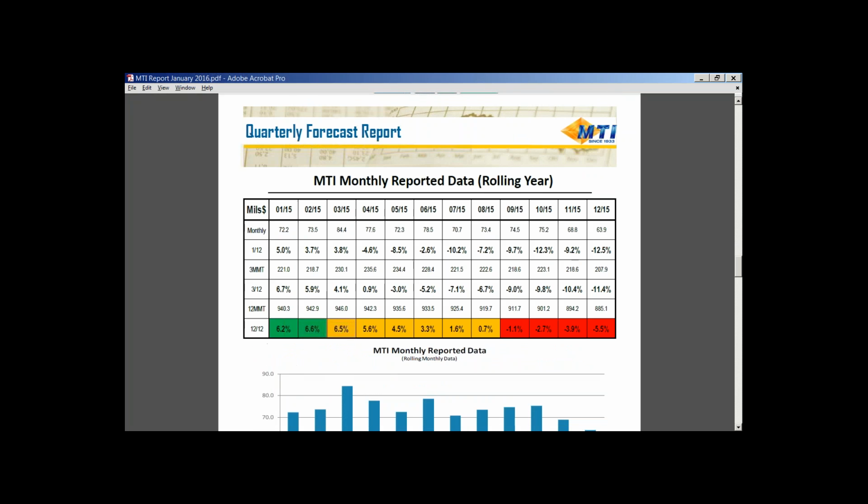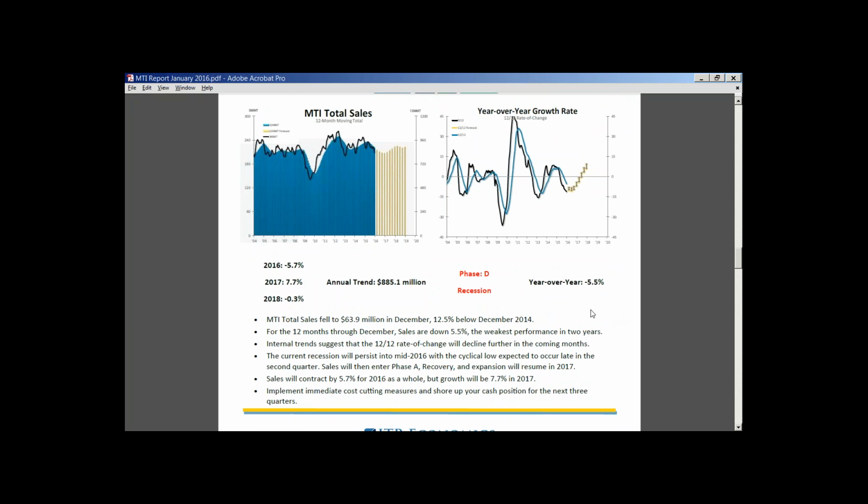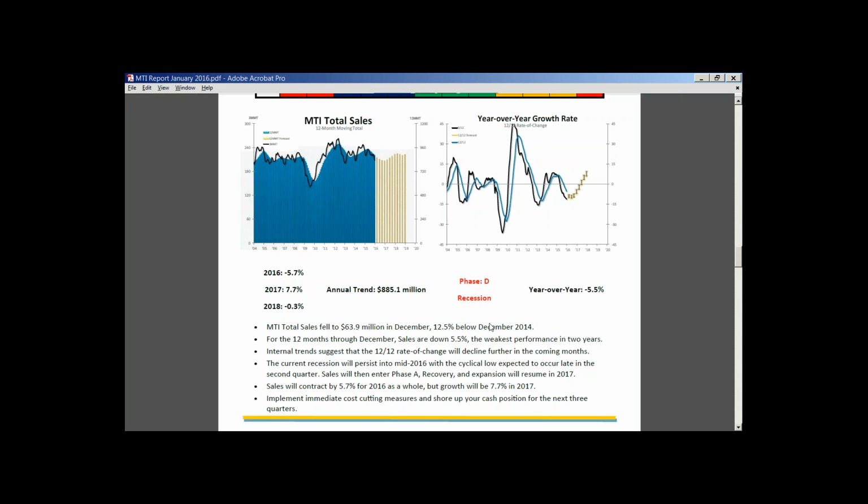Below the charts, you can see some key highlights of the analysis. Again, those year-end values you can see listed on the right-hand side here. You can see that for the last 12 months, the annual trend of MTI total sales sits at $885 million. The series is currently in recession, phase D, so clearly indicating that the industry and your organization is going through a difficult time right now. And you're currently down 5.5% versus the year ago level. There's also some additional commentary at the bottom of the page that gives a little bit of extra analysis related to these series.